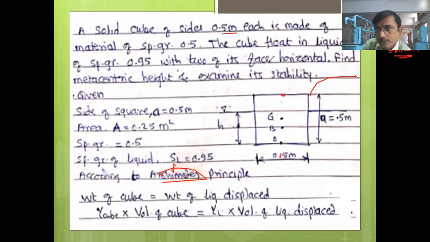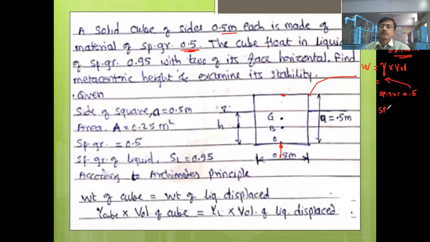Now let me know from your side how to find the weight of the cube. What is the formula? Weight is density multiplied by volume of cube. Is the weight density of that cube given? It is not given. This gamma is not given. What else is given? Specific gravity is given. They have given specific gravity equal to 0.5. Now tell me, from this specific gravity, can you find this weight density?